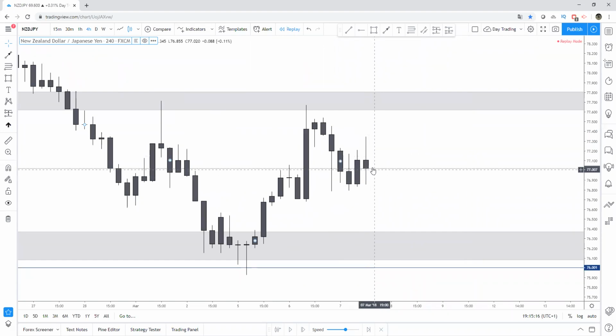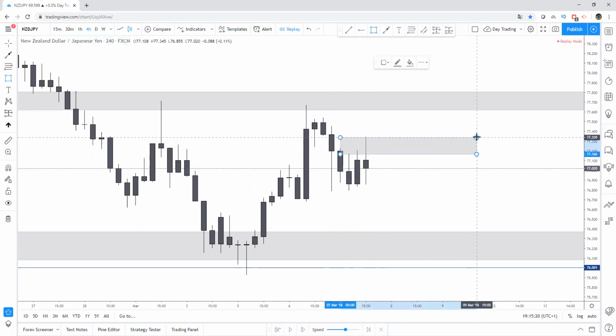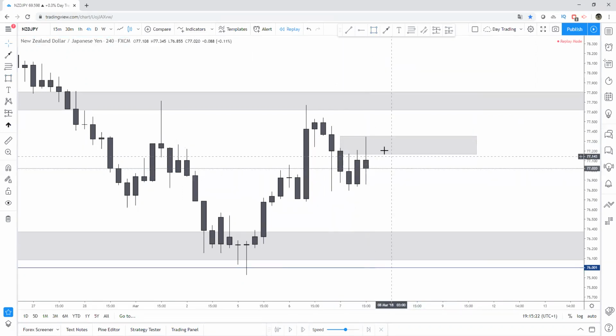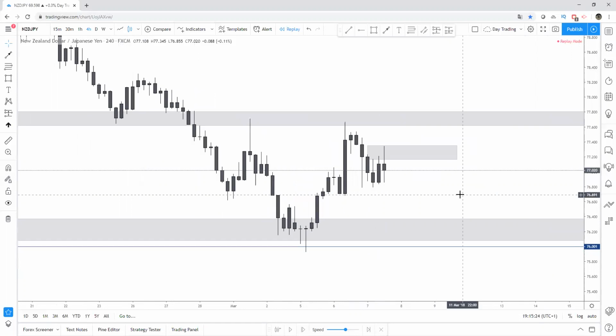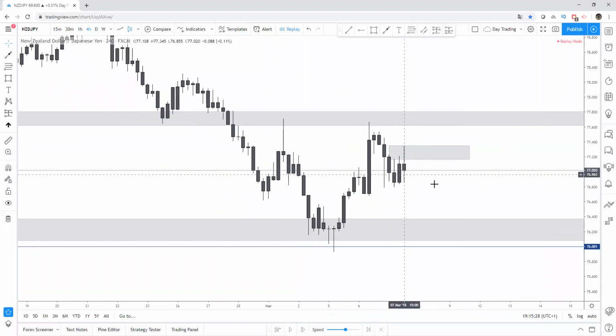Push to the downside, failed. So currently we're having consolidation around this area. So we can draw something like this. This is an area of interest. Do we want to sell here? No, because we don't have enough confirmation. So we're still waiting for something to happen.